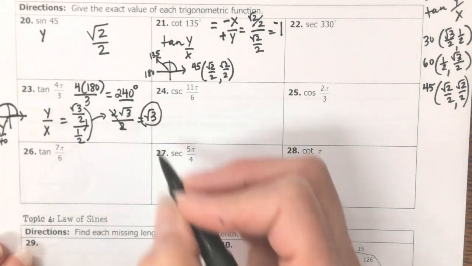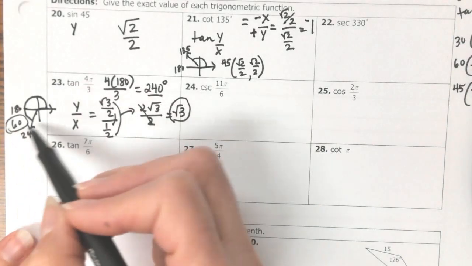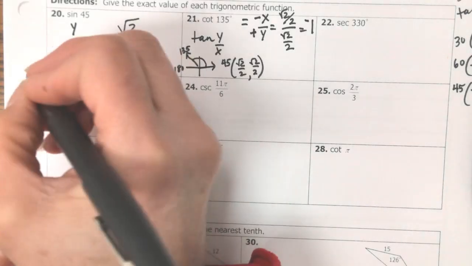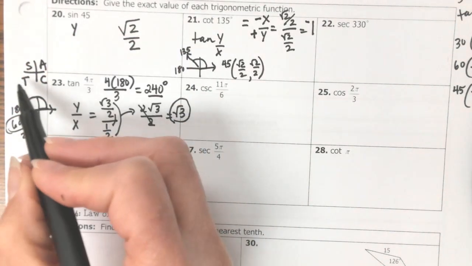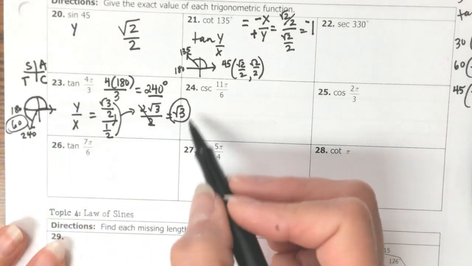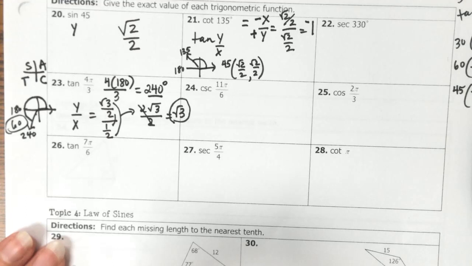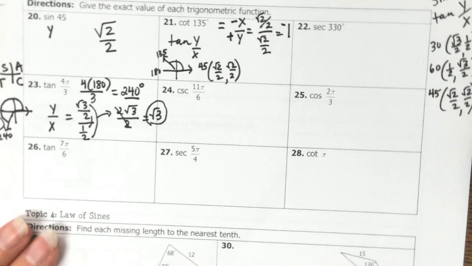Now, I will check to see, is it positive or negative? And tangent in this quadrant 3 is always positive. Remember the all students take class? Tangent's positive in that quadrant, so it's got to be a positive. I could do another. I'd like to save some for you guys to try.